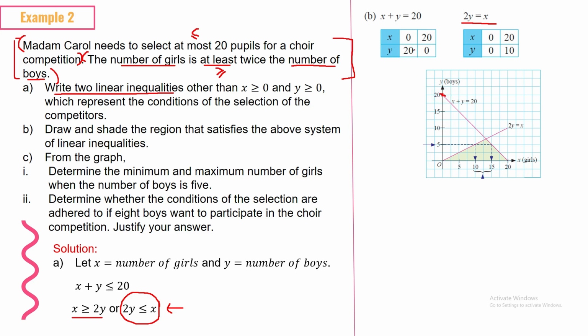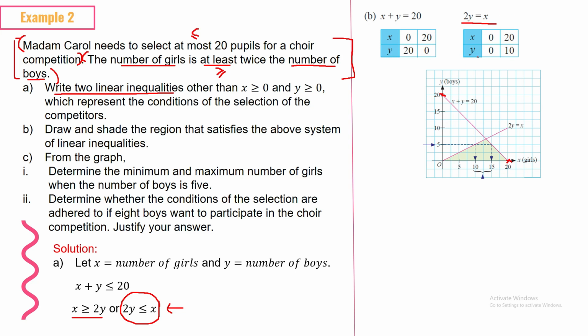And then the second point is (20, 0), so the point is here. After you plot these two points, you can draw the straight line. And then the second equation is 2y = x.